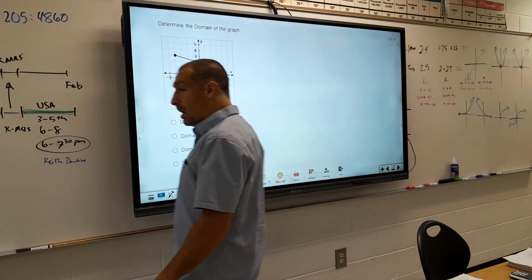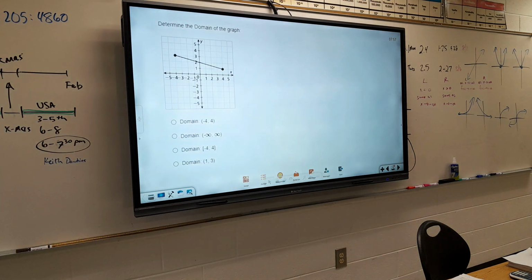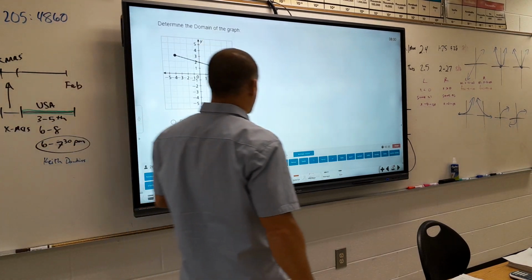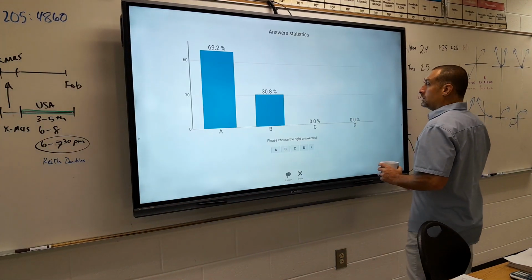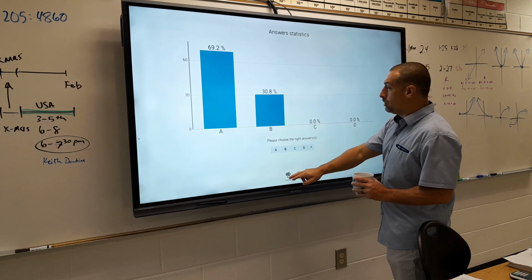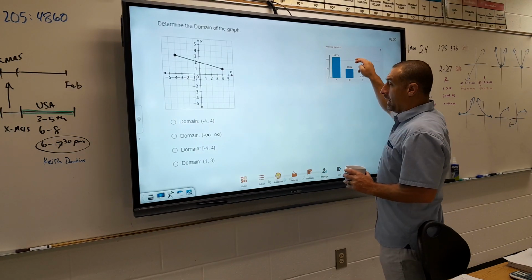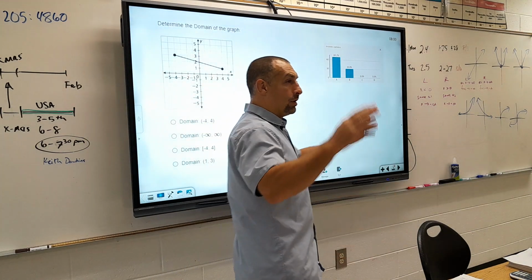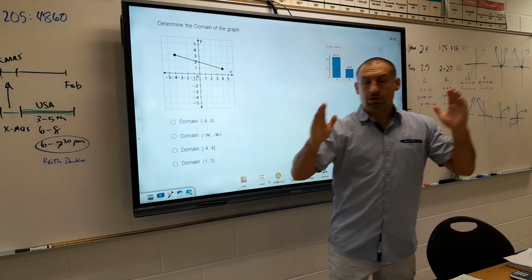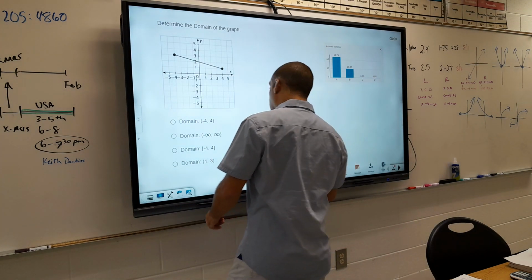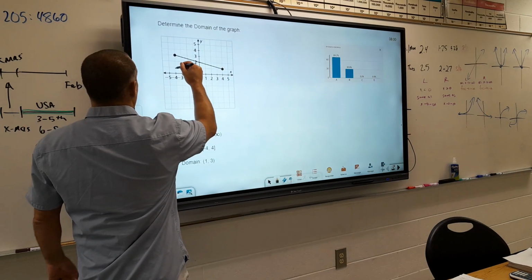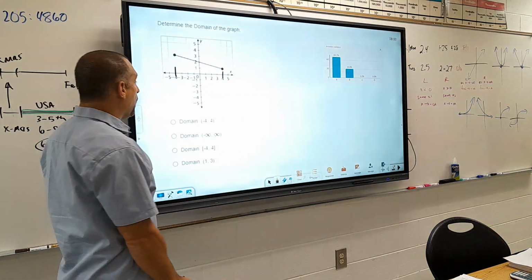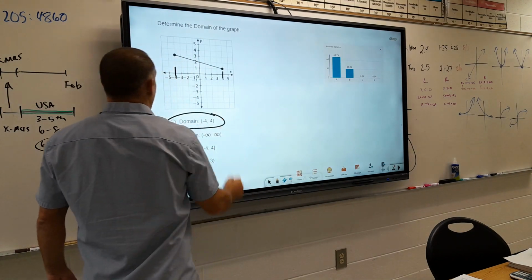Take a minute to think about what is the domain. Okay, so we're going to see our results. I hope they're not embarrassing. Okay, we got stuck between two choices, A or B. Let's take a look at why we may have chosen. Domain is the lateral existence of the function. So laterally this function exists from there to there. So it should have been -4 to 4 right there.